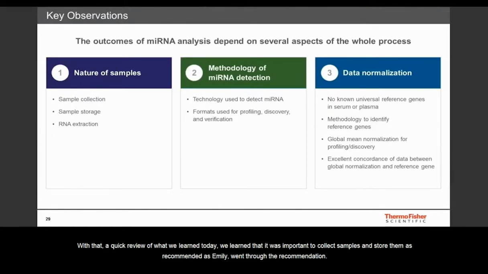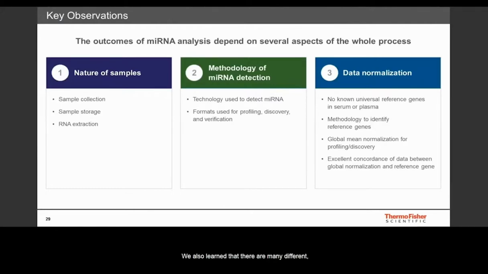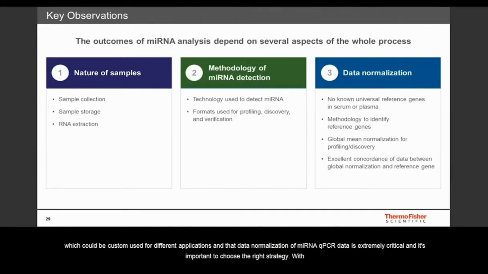We learned that it was important to collect samples and store them, as recommended, as Emily went through the recommendation. We also learned that there are many different, actually two different chemistries that are available in many different formats, which could be custom used for different applications, and that data normalization of microRNA qPCR data is extremely critical, and it's important to choose the right strategy.